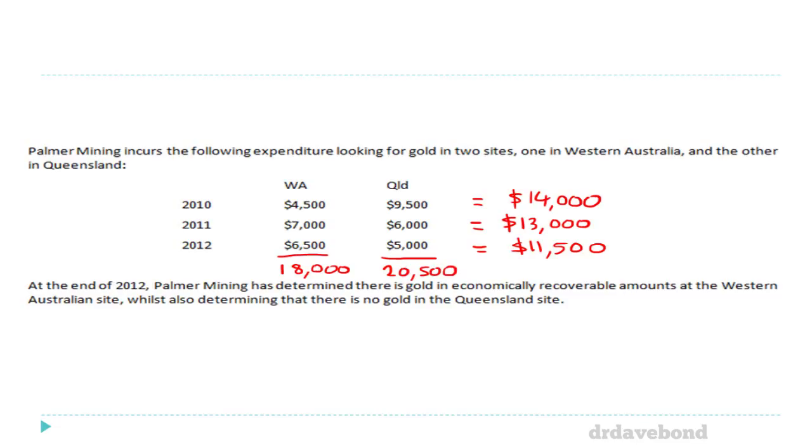So when we see some of the numbers, which we'll see on the next page, or if you've got it in front of you, just lower down, that's how those numbers came about. At the end of 2012, Palmer Mining has determined there is gold in economically recoverable amounts in WA, whilst also determining there is no gold in the Queensland site. So WA, happy days, we found something, and we figure that out at this point. In Queensland, there is nothing. And again, we figure that out at this point too.